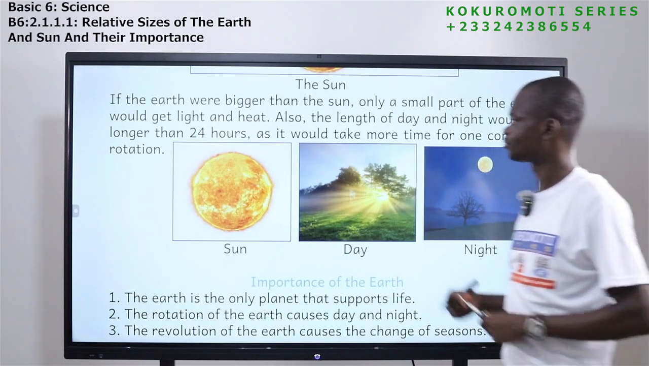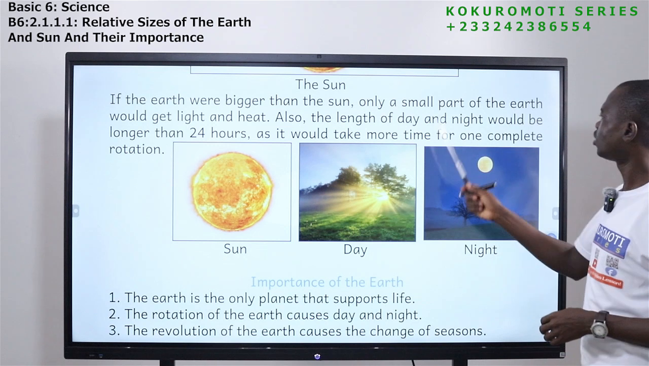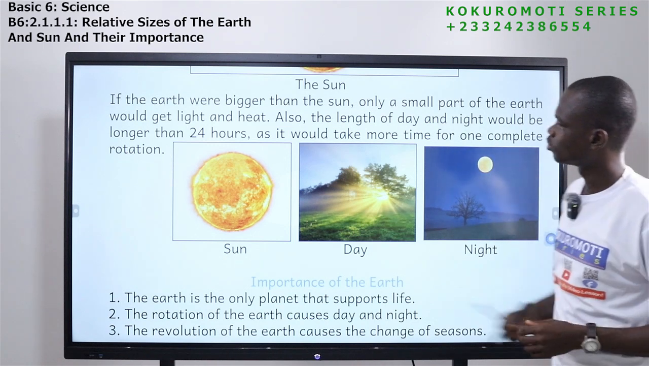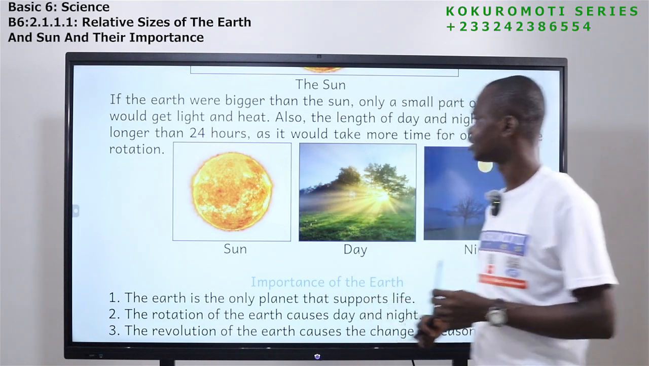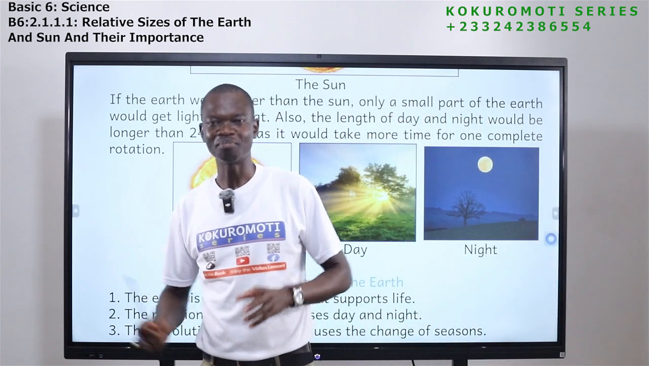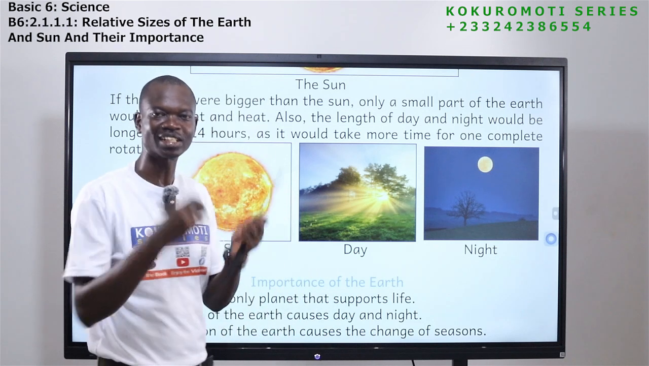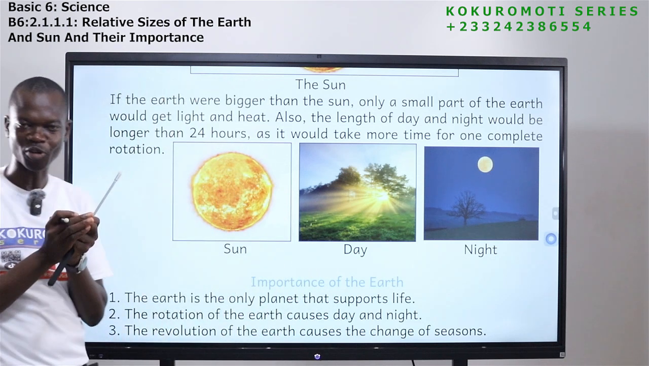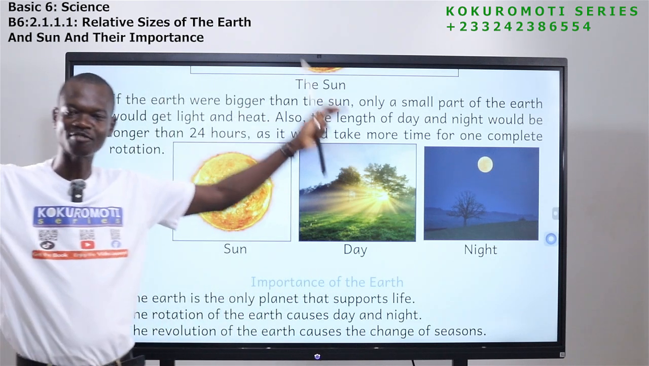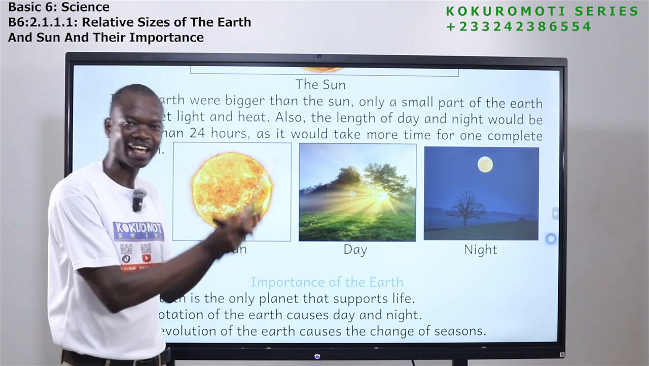So let's look at this. If the Earth was bigger than the Sun, only a small part of the Earth will get light and heat. So imagine the size of the Earth becoming bigger than the Sun. In this case, the Sun will become small and the Earth will become very big. So you see that only small parts of the Earth will get light.